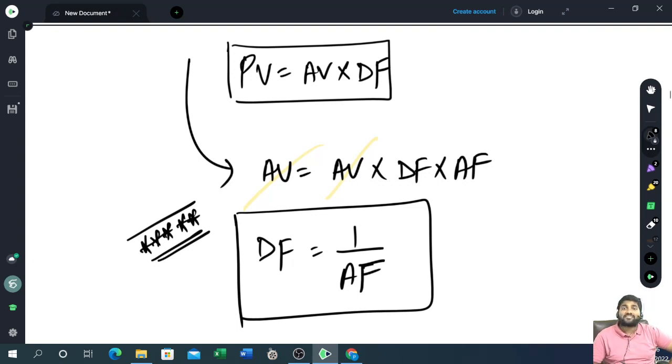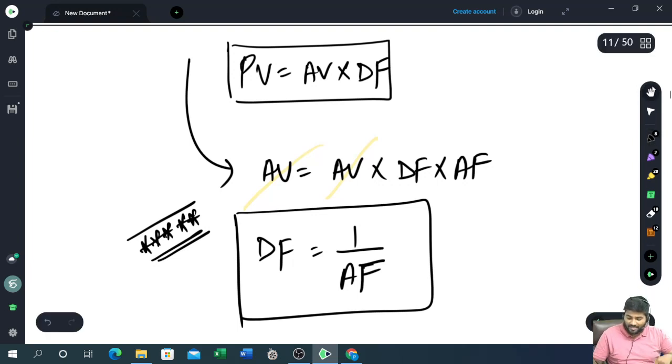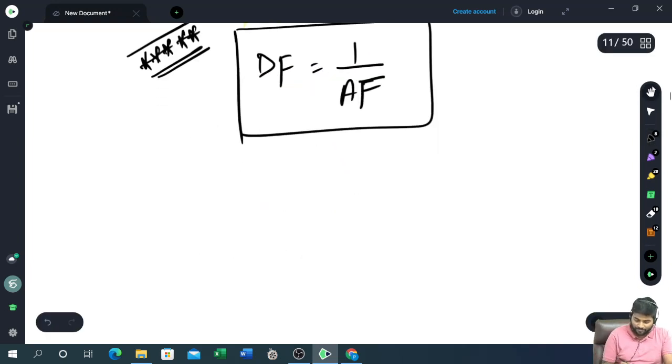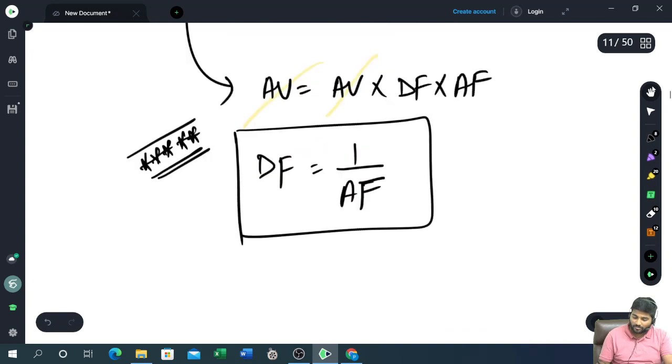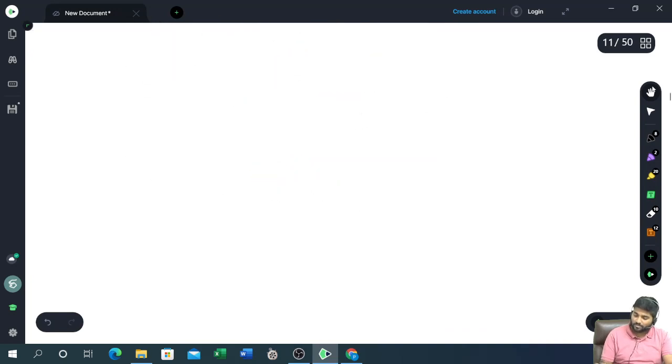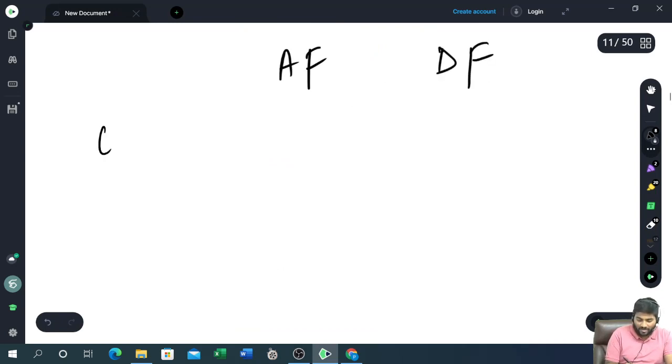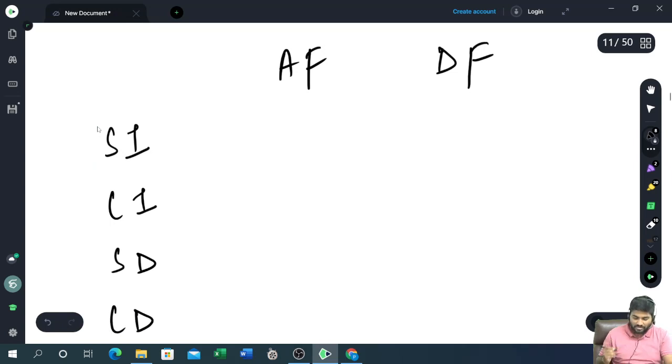Now we'll prepare a summary chart. See. Here we are going to write AF. Here we are going to write DF. Here we'll be calculating it for simple interest, compound interest, simple discount, compound discount.